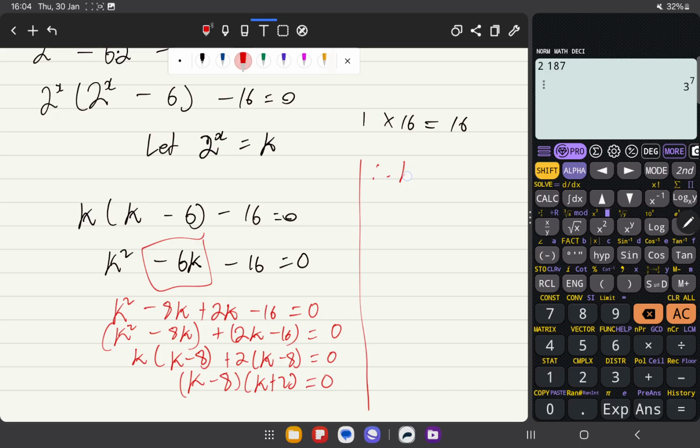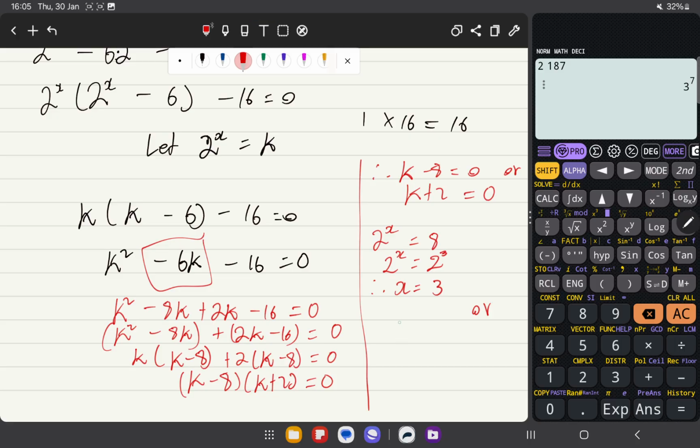That means therefore k equals to, well, let's say equals to 0, or k plus 2 equals to 0. But remember, we have k, so we can just substitute here. Say 2 to the power of x is equals to 8. Then of course you have 2 to the power of x is equals to 2 to the power of 3. Therefore x is equals to 3, right?